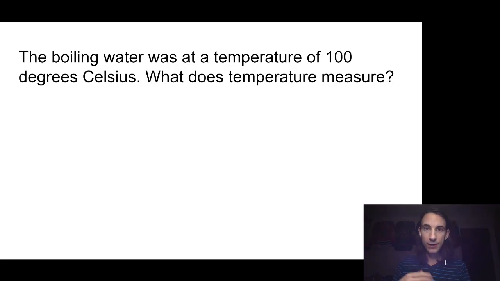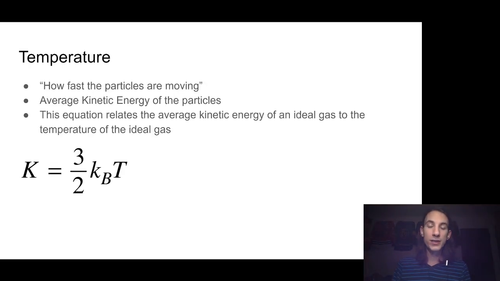So moving on to the next question, now that we have this idea of particles in mind and this idea that we want to work from a particle model, the question says, okay, the boiling water was at a temperature of 100 degrees Celsius. What does temperature measure? What does temperature actually mean when we talk about it in a physics sense? Somebody answered, how fast the particles are moving. That's what they said for temperature, and that's a really good start. That's a good place to think, okay, yeah, the temperature is controlling the speed of the particles.